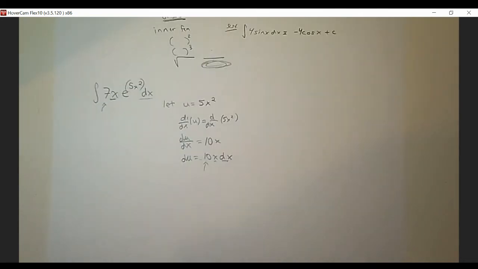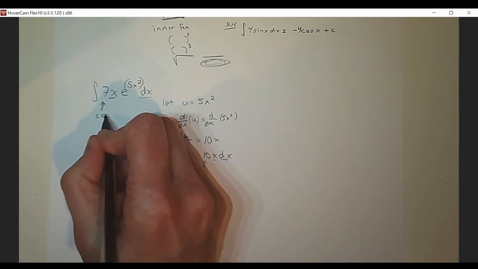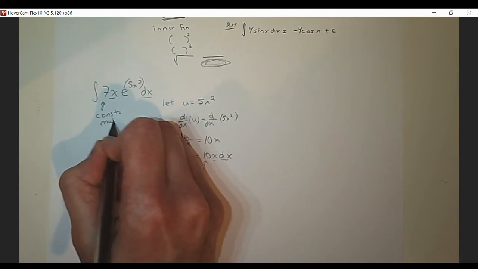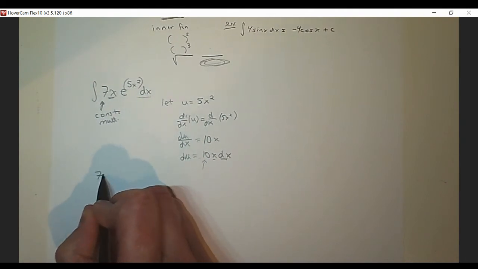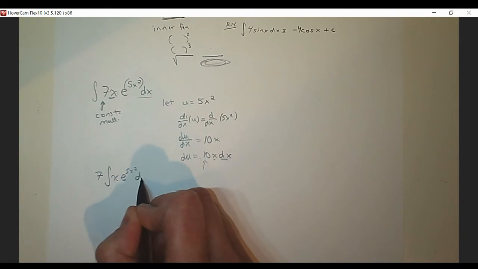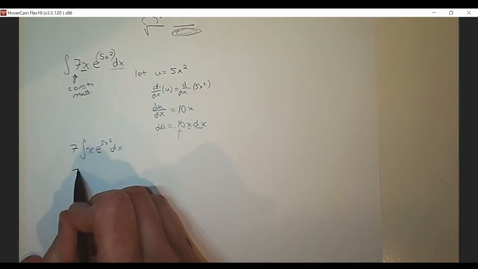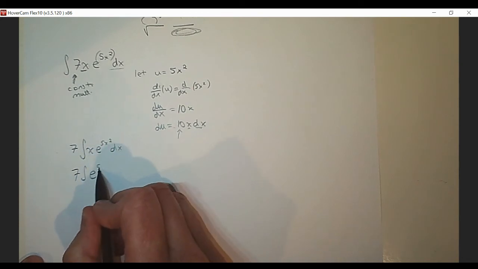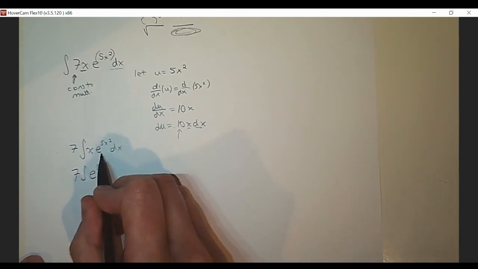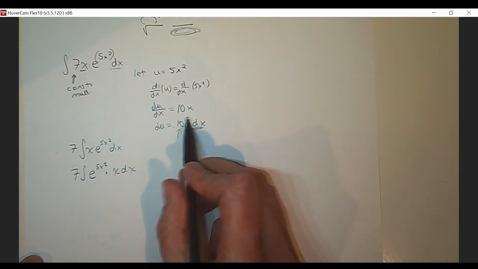But we don't have a 10, but we do have a 7 that we don't want. So to figure out how to handle this, the first thing I notice is that the 7 here is a constant multiple. What I'm going to do with that constant multiple is just move it out to the front, because anytime you have a constant multiple, you can move that in front of the integral, because that's one of our properties of integrals. And then now I have the x and the dx. So let me put those next to each other. I'm going to use the commutative property, so I'm just going to put the exponential function first times x dx.